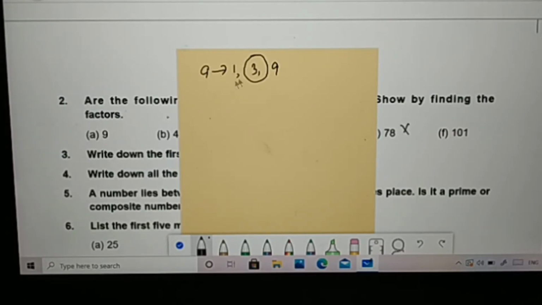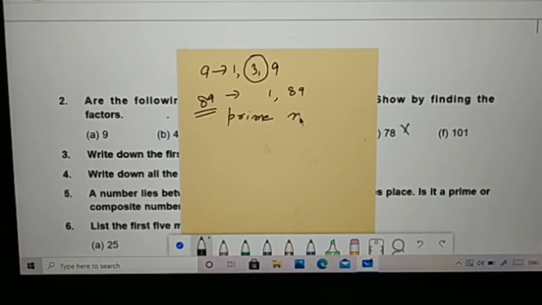Now next we have 89. For 89, we will see by all prime numbers other than 1 and 89 what the factors are. It is not divisible by 2. We can check by 3, 5, 7 and so on. By 4 it will not go, by 3 it will not go. So all the prime numbers are not dividing 89. So we can say that 89 is a prime number. Yes, it is a prime number.